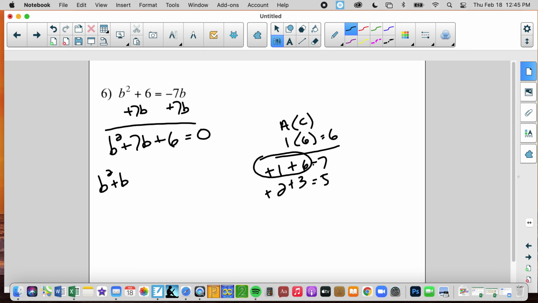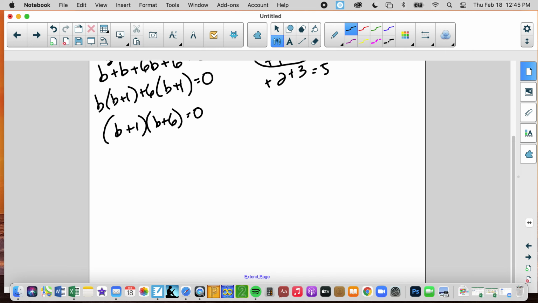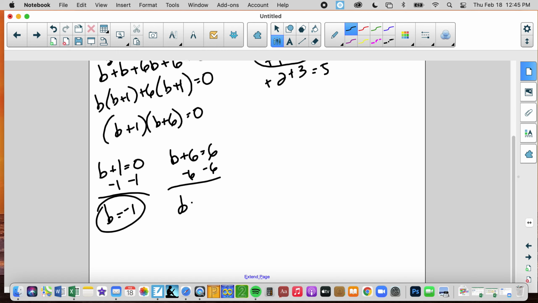b squared plus b plus 6b plus 6 equals 0. Factor out a b, factor out a 6. I get b plus 1, b plus 6. And at this point, you can tell me what the solutions are. But we will do this because it only takes, I don't know, 15 seconds. Minus 1, minus 6, and showing your work will help you with your teachers.